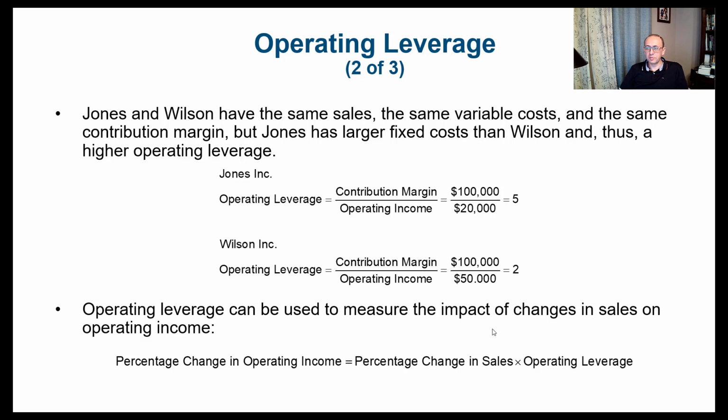Operating leverage can be used to measure the impact of changes in sales on operating income. So the percentage change in operating income is equal to the percentage change in sales multiplied by the operating leverage. Of course, the higher the operating leverage, the bigger the impact of a percentage change in sales on the percentage change in operating income. So for Jones Incorporated, when they make more sales, since their operating leverage is higher, this would show a bigger percentage change in their operating income versus Wilson.